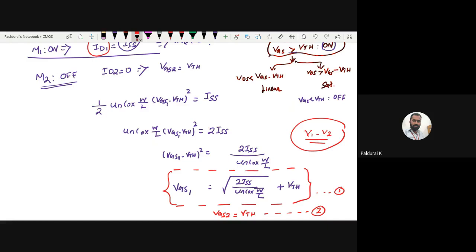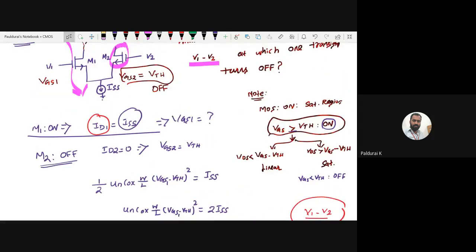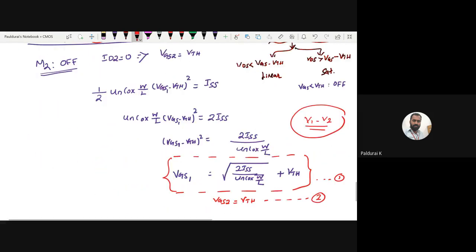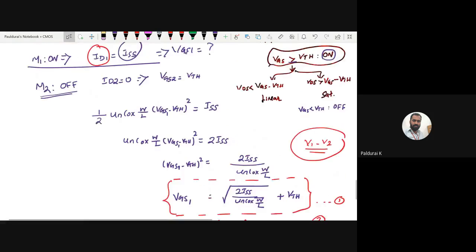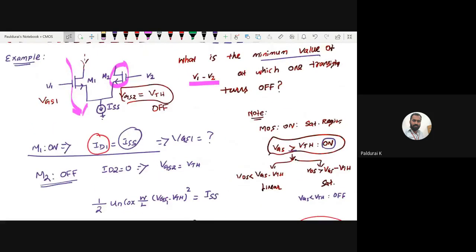I will give the connection, but so far, I am taking M1 on and M2 off. So since M1 is on, it is in the saturation region. M2 is just going from on to off, so I take this VGS2 as VTH. Since M1 is on and in the saturation region, using that current equation I found VGS1 this time. Okay. Now can you apply KVL at the input loop? Apply KVL at the input loop of M1.